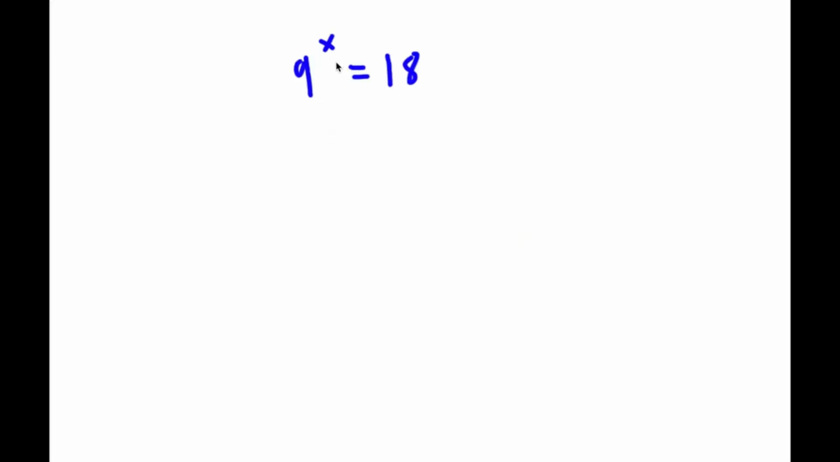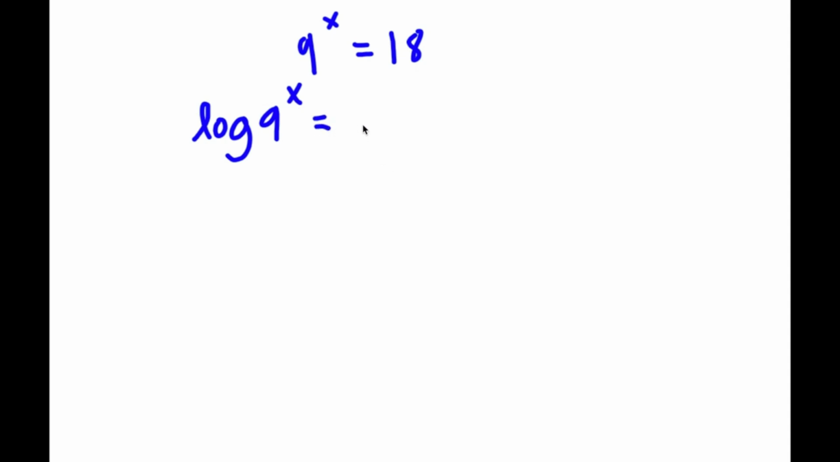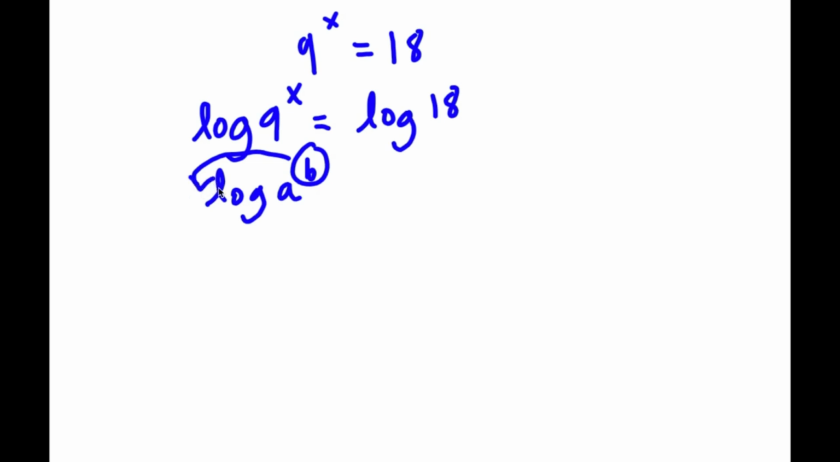So we have 9 to the power of x is equal to 18. Now the first thing I'm going to do is take the log on both sides. So now I have log 9 to the power of x is equal to log 18. Now, an important property of logarithms is that, let's say we have something in the form log a to the power of b. We can actually move this exponent b to the front of the logarithm. So this is going to equal b times log a.